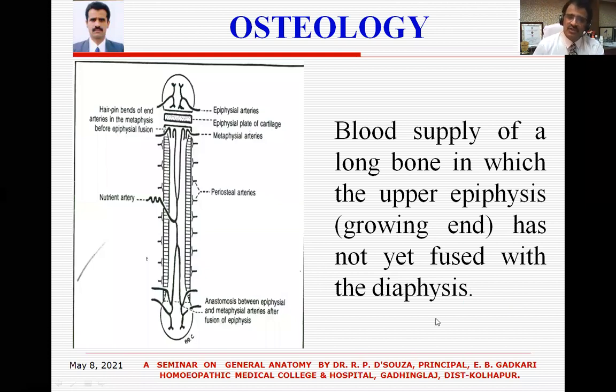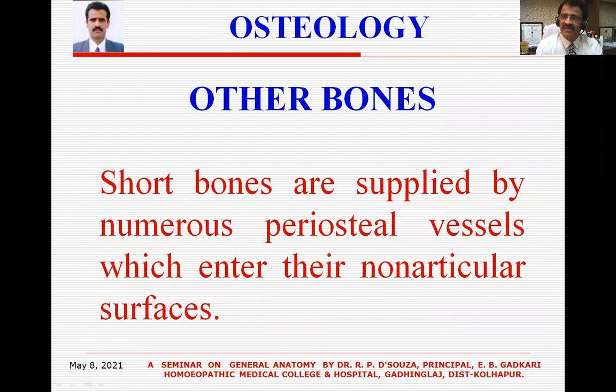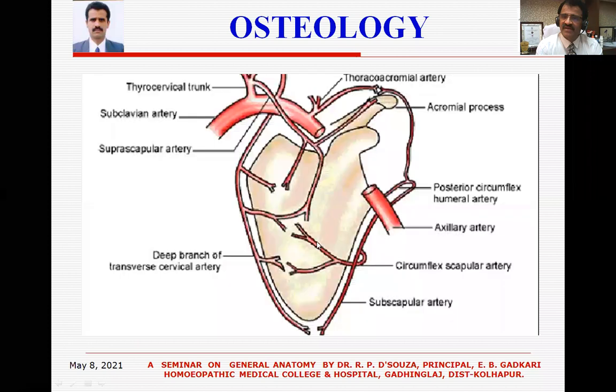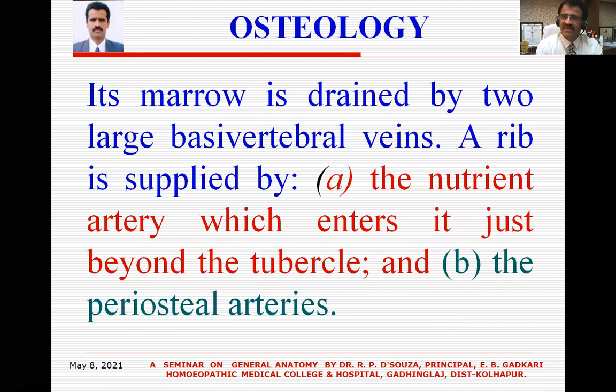Other bones are also supplied by blood vessels derived from periosteal vessels which enter their non-articular surfaces. For example, the scapula is supplied by so many arteries, the scapular anastomosis. In a vertebra, the body is supplied by the anterior and posterior vessels, and the vertebral arch is supplied by a large vessel entering the bases of the transverse processes. Its marrow is drained by two large basivertebral veins. A rib is supplied by the nutrient artery which enters it just behind the tubercle.